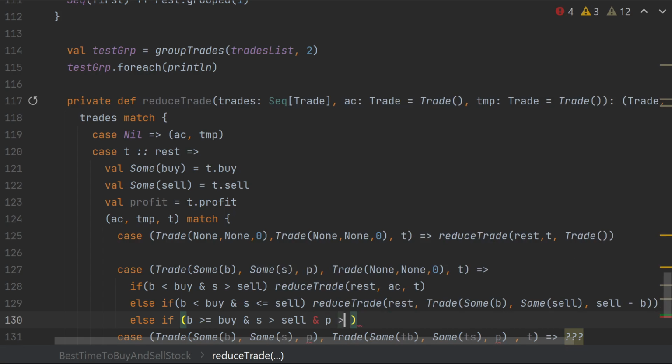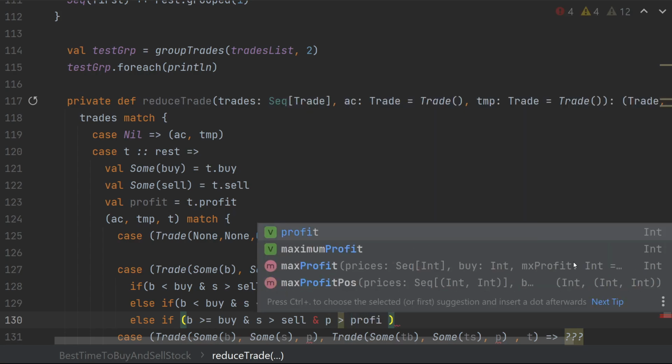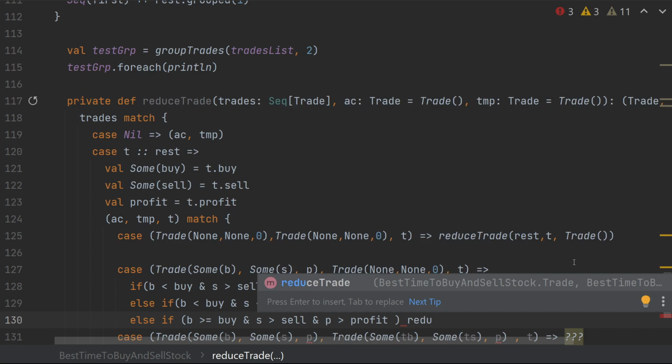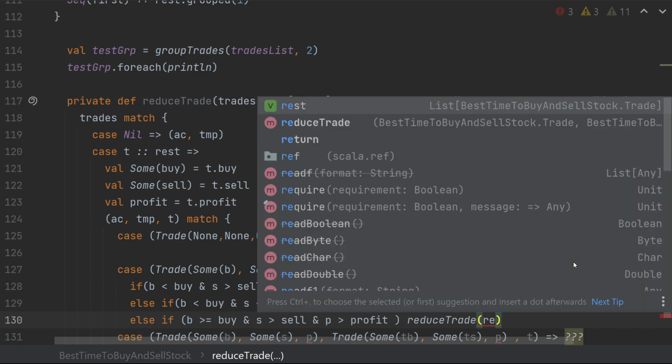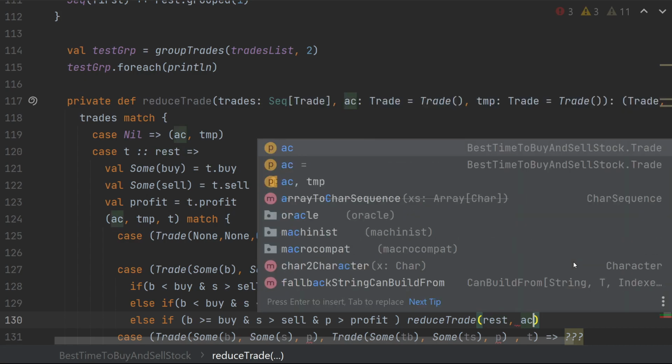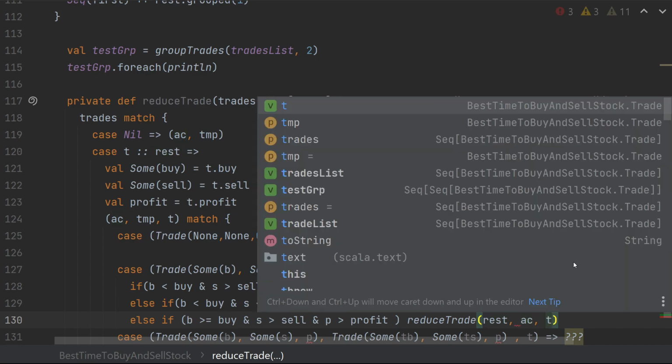If the initial profit of the given accumulated value is higher than the new profit, it means we don't need to do any change. So what we can do is we will just call this reduce trade, and we add this rest, and it is going to be AC, and we are going to add it as T.